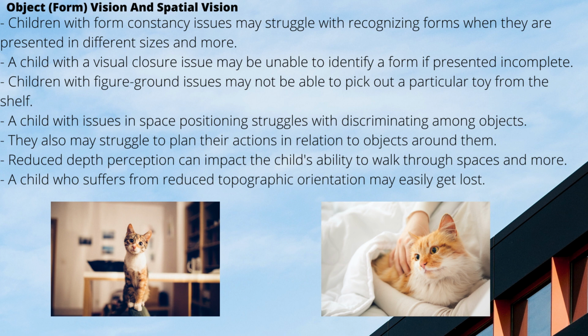A child with issues in space positioning struggles with discriminating among objects because of their placement in space. They may also struggle to plan their action in relation to objects around them and may show delayed gross motor skills. Reduced depth perception can impact the child's ability to walk through space. They may also struggle with steps and curbs. They may have struggled to climb up the stairs, feeling giddy. A child who suffers from reduced topographic orientation may easily get lost and be unable to find his or her way from one location to the next.